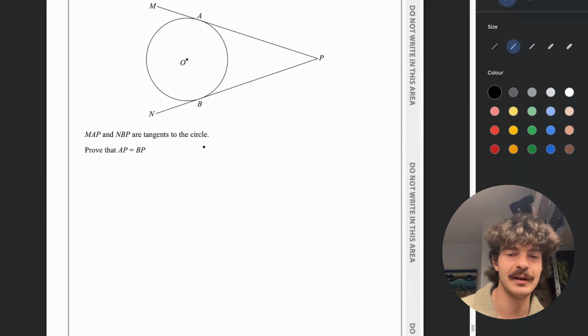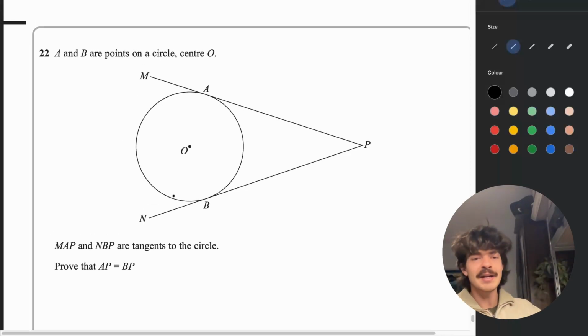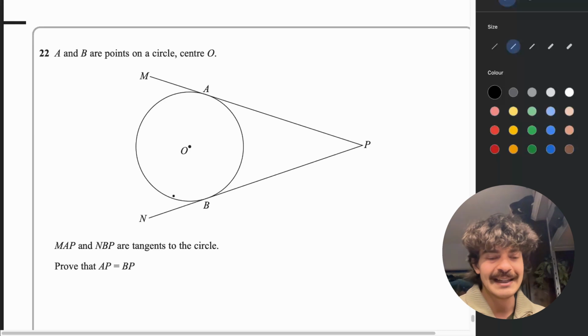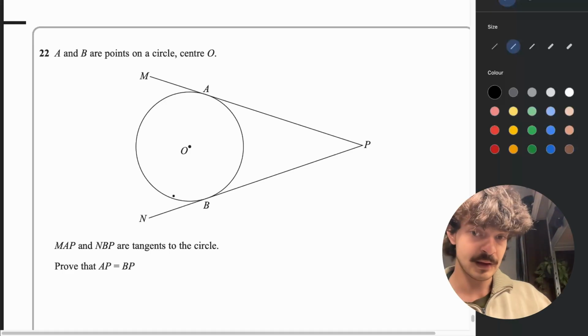Question 22, and I believe the last one on the paper, is this. We've got 2 tangents, all coming from one point P and meeting the circle at 2 points A and B. It is our objective to prove that AP is equal to BP. The length of those two lines, regardless of where P is, is the same.